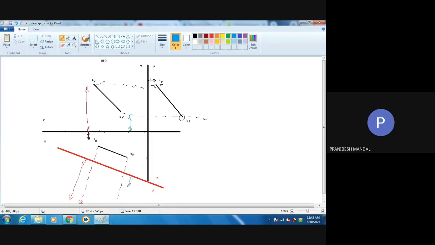I know that handling this particular paint software is not very easy, so I am sorry for the distortion of these things. But at least I think you can follow that somewhere here the projection of B will be here. Can you follow this? Yes, sir. I think there is not much problem in it.